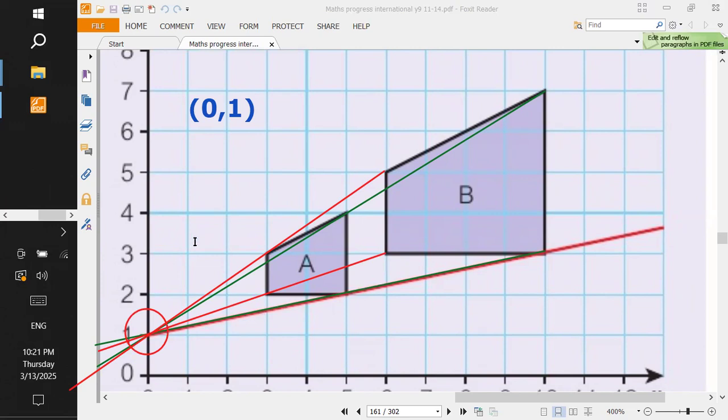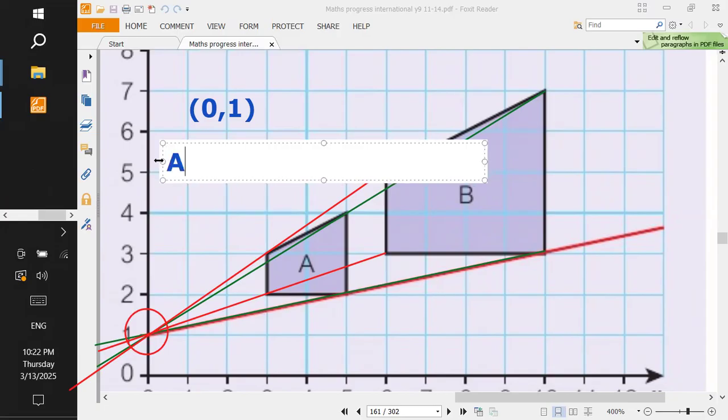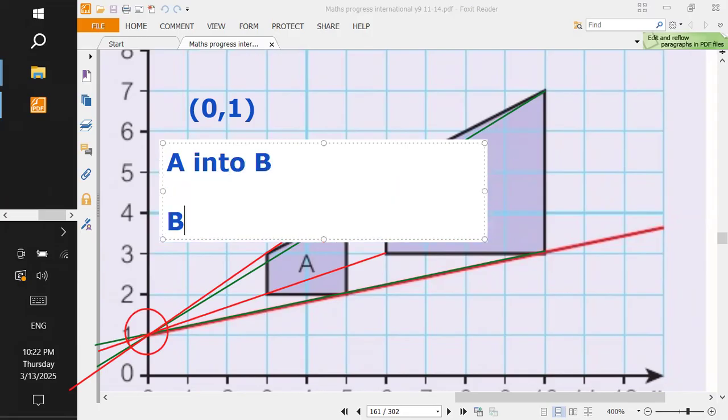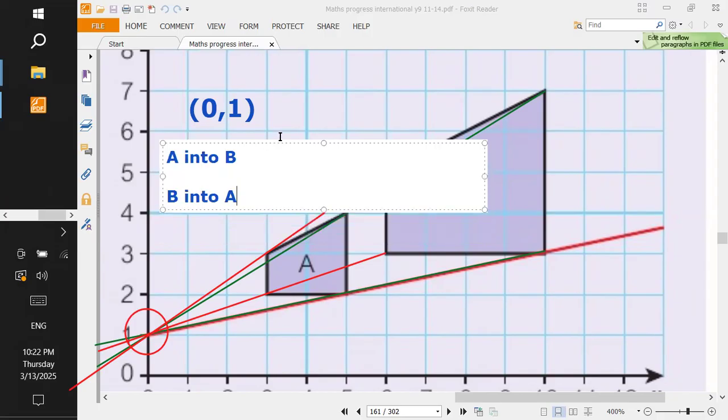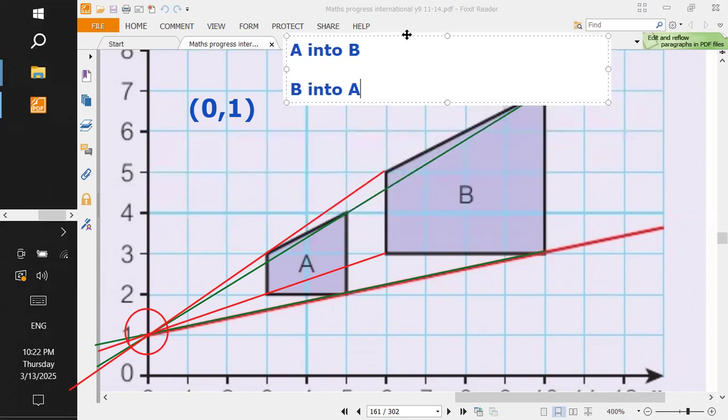Now, how do you find the scale of enlargement? Scale of enlargement, same idea, but you have to focus on the question. We have two types of questions. Sometimes they will tell you shape A becomes or is enlarged into B, or shape B is enlarged to become shape A. These are two different questions. And because they are different questions, they will give you different answers. Now, let me show you how.